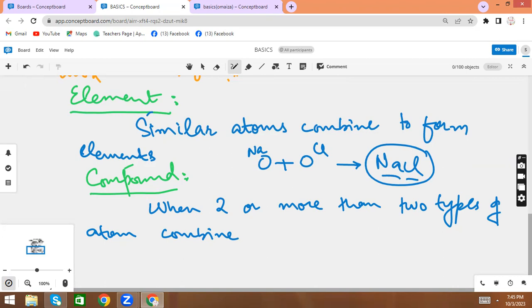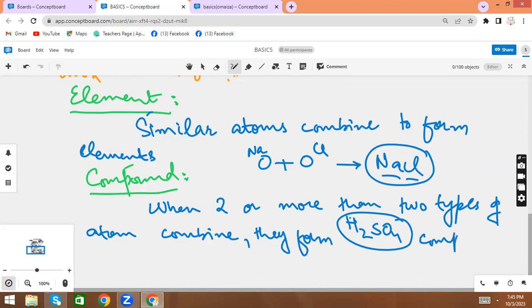Maybe there are some more types of elements as well, like in the case of H2SO4. We have hydrogen, we have sulfur, we have oxygen, and these are all combined together in a definite proportion. So that is the compound sulfuric acid. So when two or more than two types of atoms combine, they form a compound. Okay.